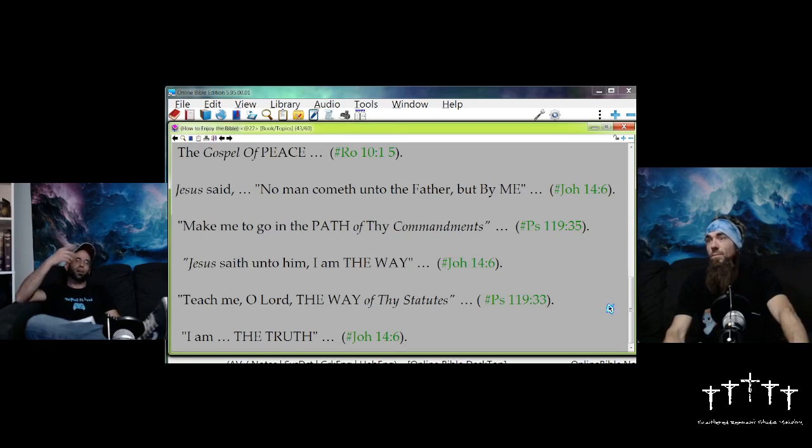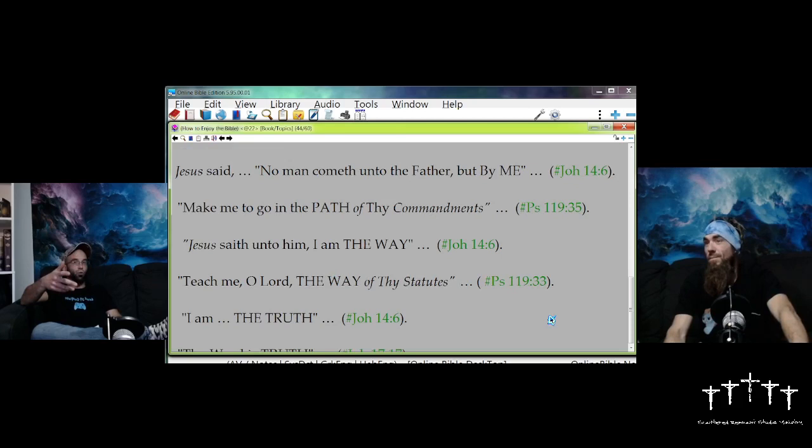In Psalms 119:35, the psalmist says, make me to go in the path of thy commandments. What's the path of thy commandments? No one goes to the Father but by him. And then in John 14:6, Jesus Christ says he is the way. And he is the word.